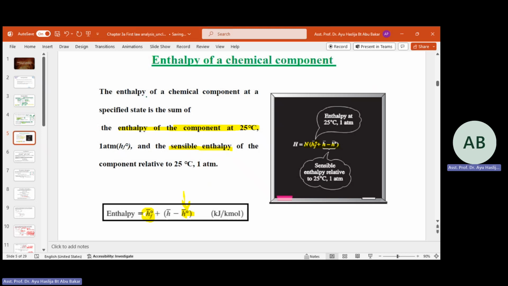Okay, the enthalpy of a chemical component at a specified state is the sum of the enthalpy of the component at 25 degrees C at standard state and the sensible heat of the component. Okay, so dari equation ni, enthalpy H, this one is the heat of formation. Heat of formation is dia punya original enthalpy to form that particular component.